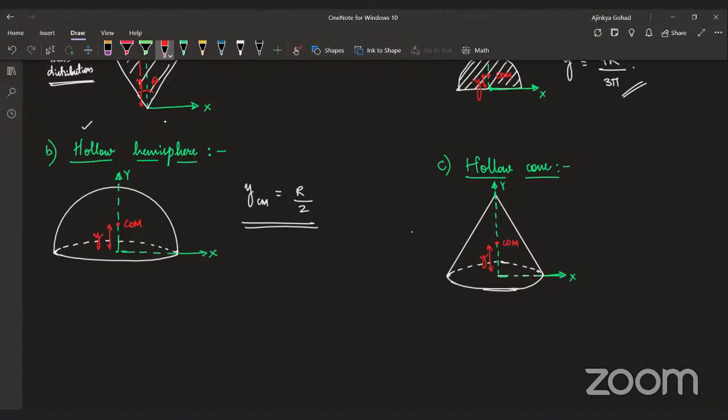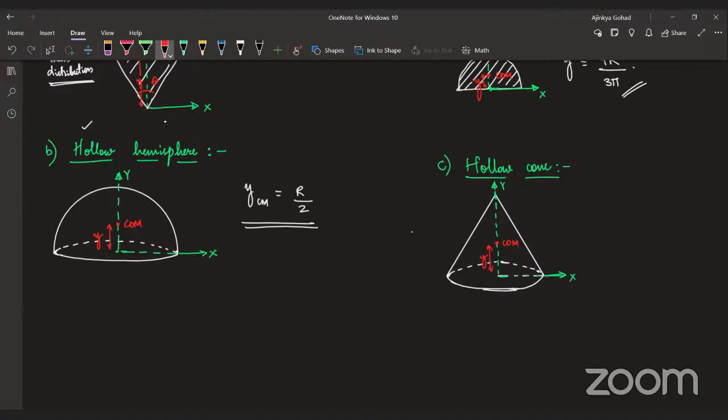So for a hollow cone, we can again check what is the y coordinate of the center of mass. How do we do it? We actually find it using rings and everything. Okay. So what do we do?